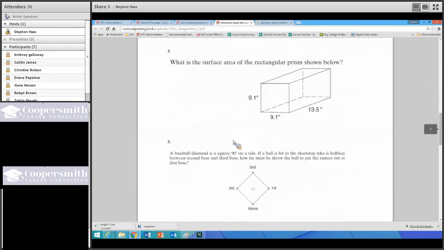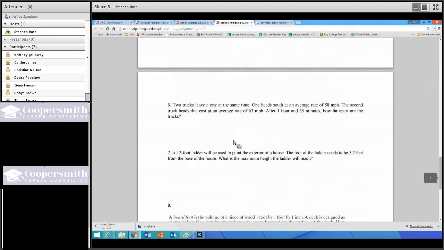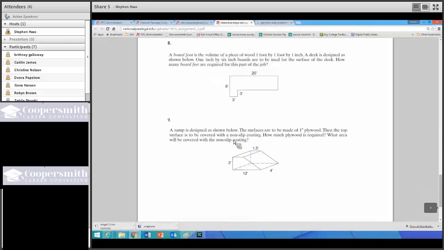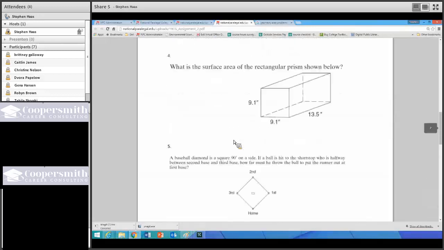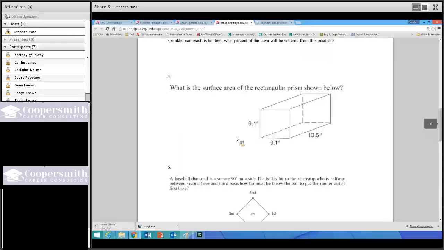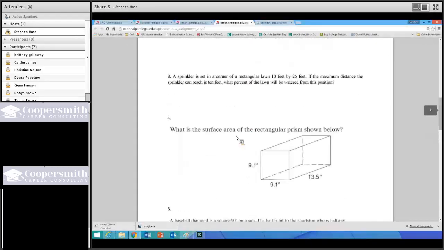Number 5, you're not going to be able to do until after class 4. Some of these you're not going to be able to do until then. How would we go about doing number 3? I think number 4.